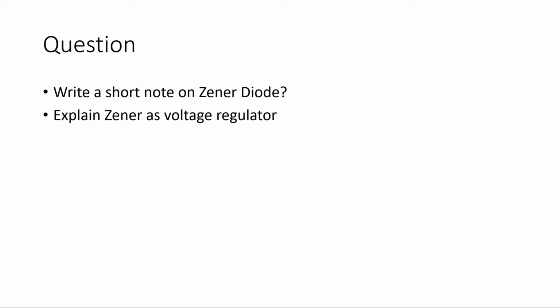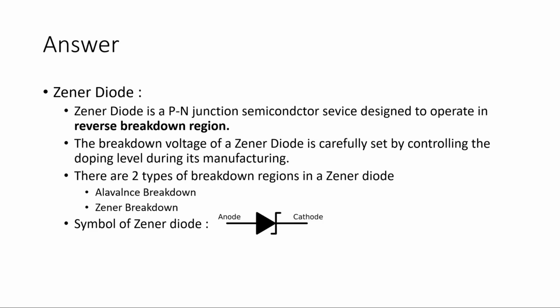Now, generally they ask one main question, that is, write a short note on Zener Diode, and a sub-question with it. Explain Zener as voltage regulator, or what are the applications of Zener Diode and how can it protect your load from excess currents. Like that, small sub-questions are asked with this main question, and this question will be asked for 8 to 10 marks. Let us see what is the concept of Zener diode and what you should write in the answer.